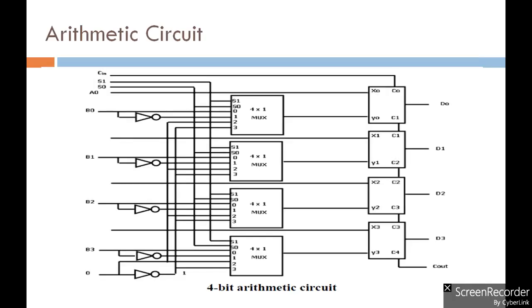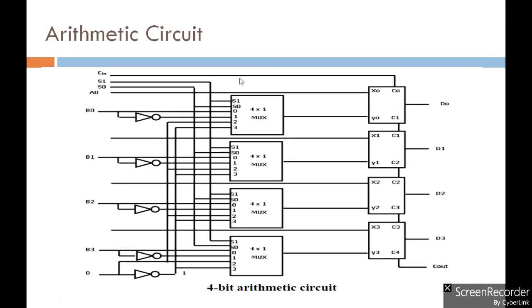Okay. So friends, here is the diagram of the 4-bit arithmetic circuit. From the circuit you can see that it is somewhat similar to the 4-bit binary adder circuit. In a binary adder we have 4 full adder circuits connected in parallel with each other. Here also 4 full adder circuits are connected in parallel with each other, and moreover we have 4 multiplexers.